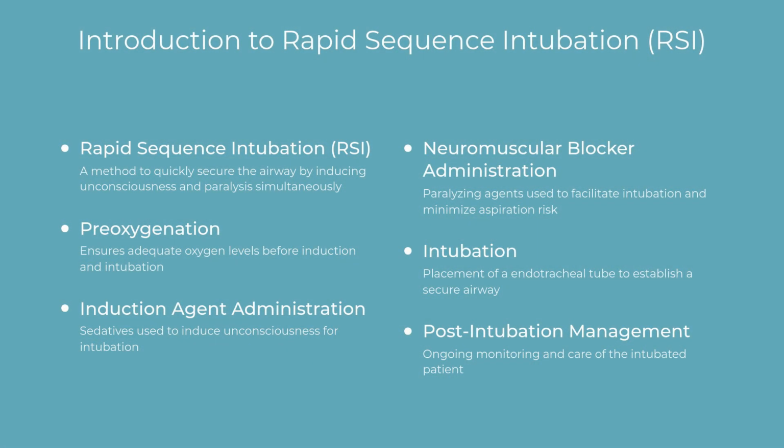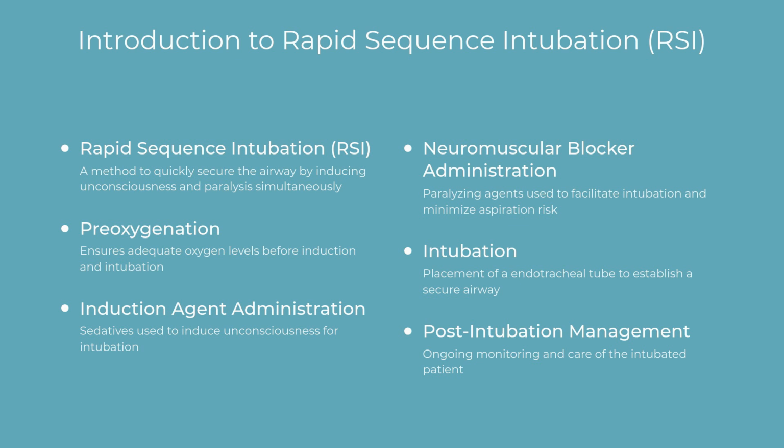Introduction. Rapid sequence intubation, or RSI, is a cornerstone of emergency airway management. It's a technique where we quickly induce unconsciousness and paralysis to secure a patient's airway, especially in emergencies. The goal is to take control fast while reducing risks like aspiration.